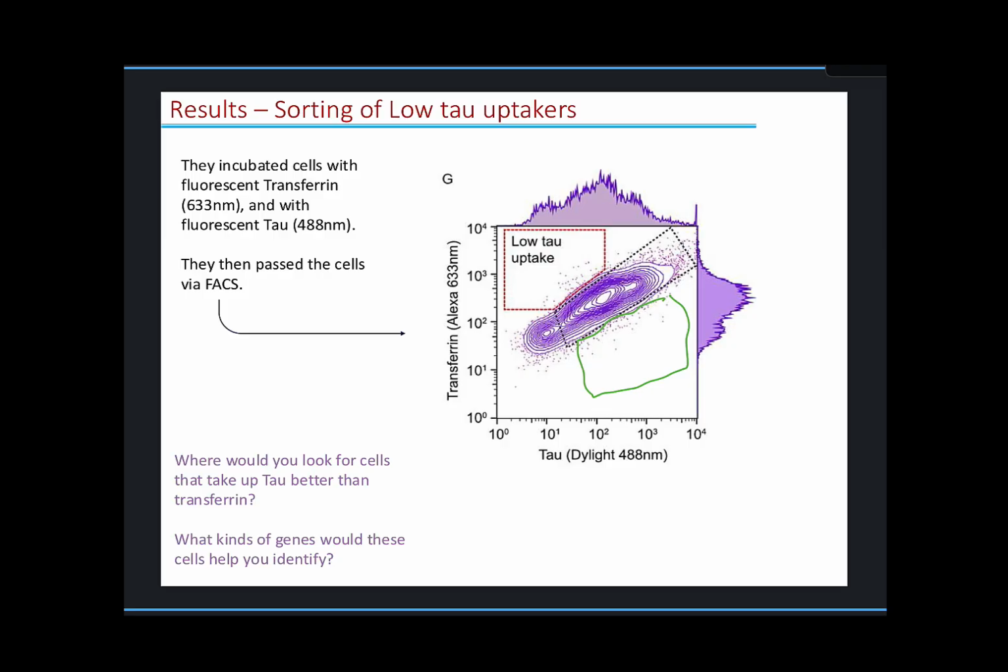And they didn't do this, but if they had sorted these cells out and looked at the genes that were mutated in them, what kind of genes do you think they would have found? So we agreed that these would probably be, I'm using Josh's words here, tau uptake pathway genes. What would those be? Okay.